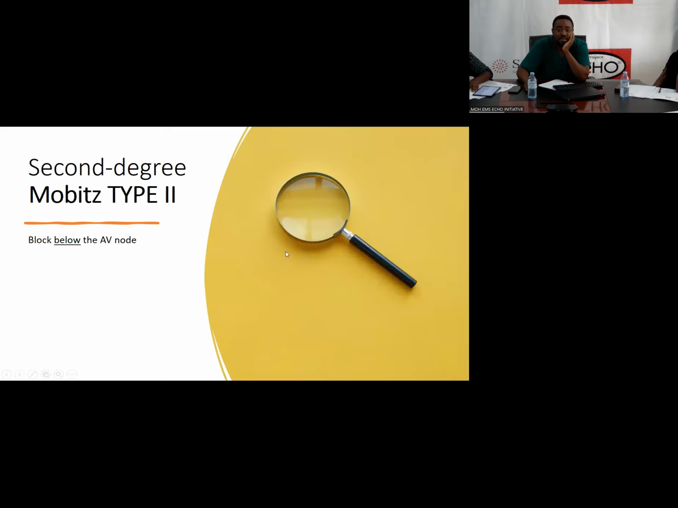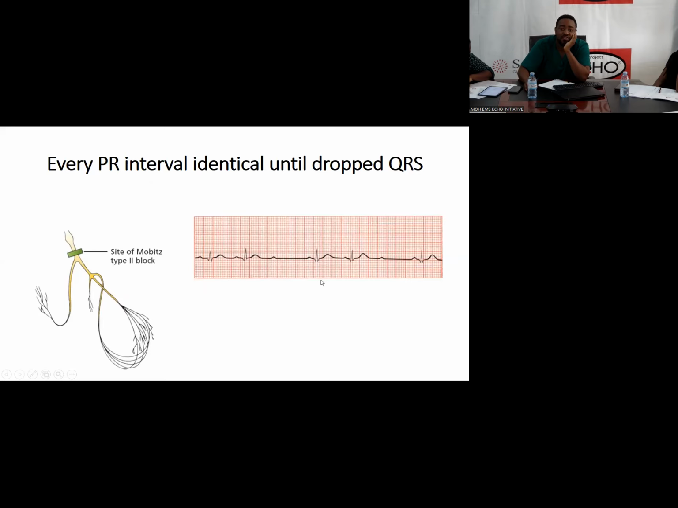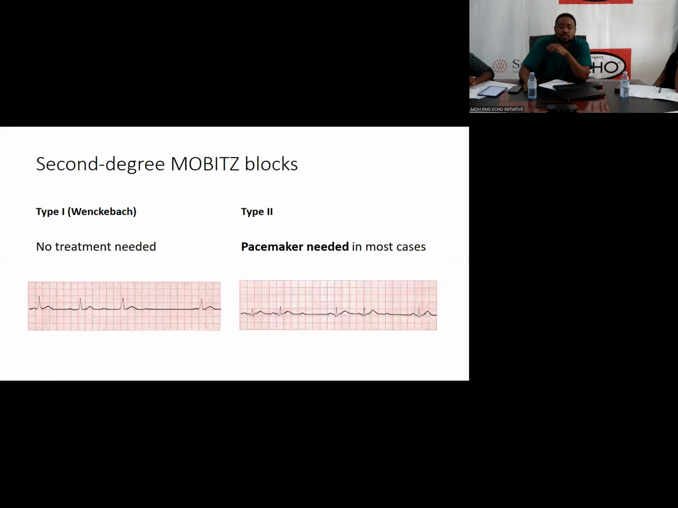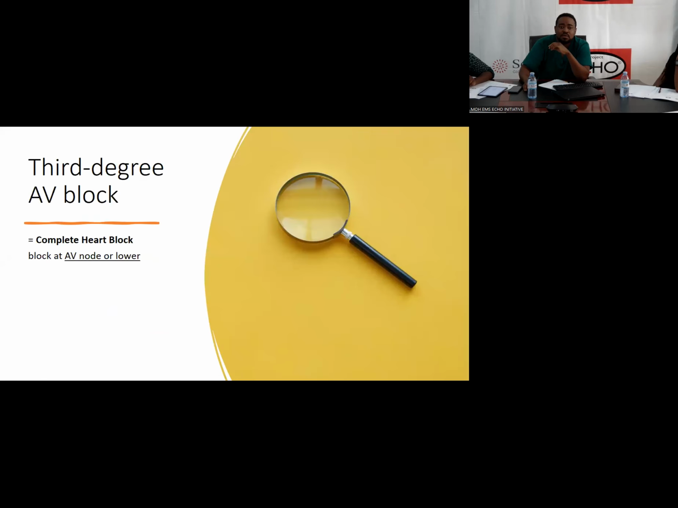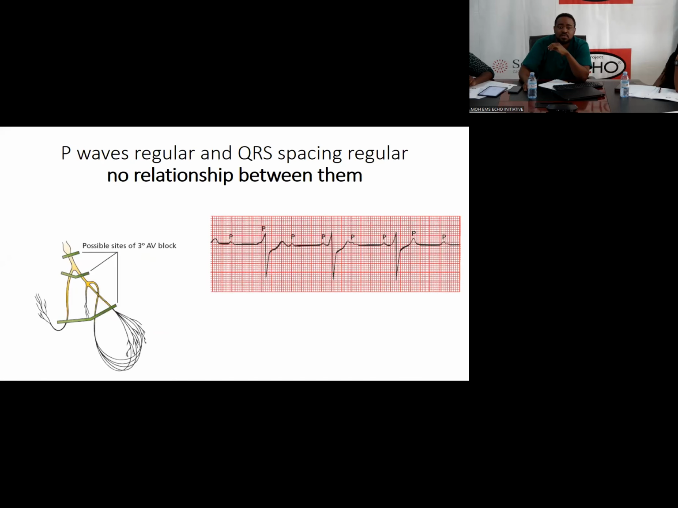So for the third degree, this really needs an urgent pacemaker. There's really no association between what happens above in the atria and down in the ventricles. So impulses just simply get to the AV node and they never cross down to the ventricles. So that's where there's a complete blockage. Ventricles are contracting on their own. So this is what it looks like.